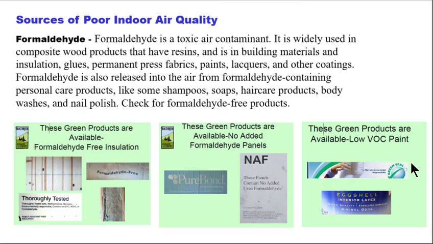Formaldehyde. Formaldehyde is a toxic air contaminant. It is widely used in composite wood products that have resins and is in building materials and insulation, glues, permanent press fabrics, paints, lacquers, and other coatings. Formaldehyde is also released into the air from formaldehyde-containing personal care products like shampoos, soaps, hair care products, body washes, and nail polish. Check for formaldehyde-free products.